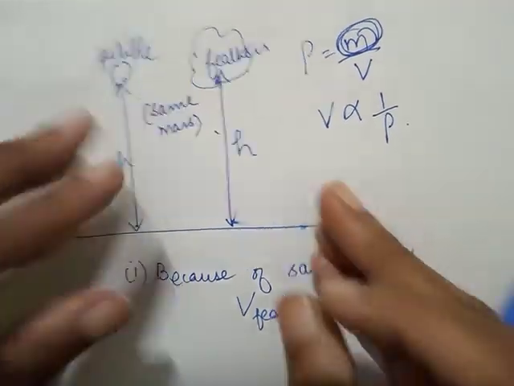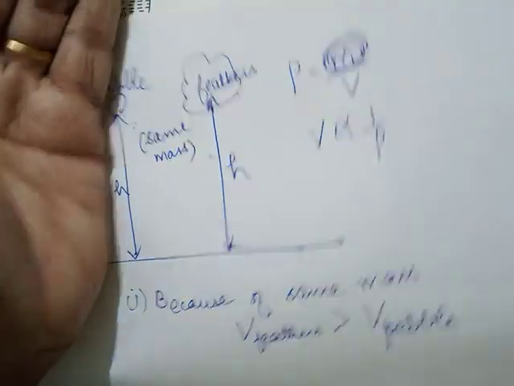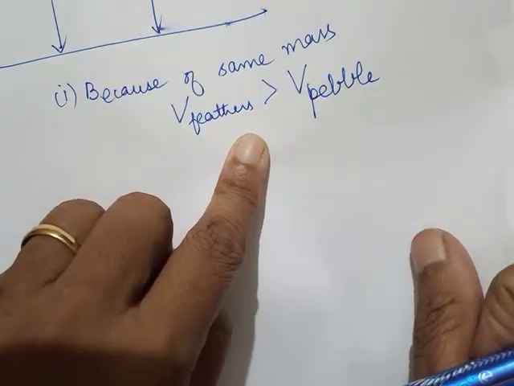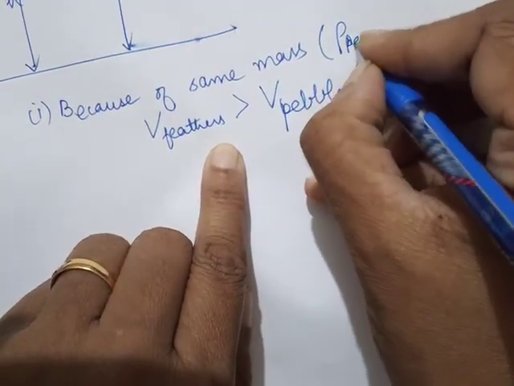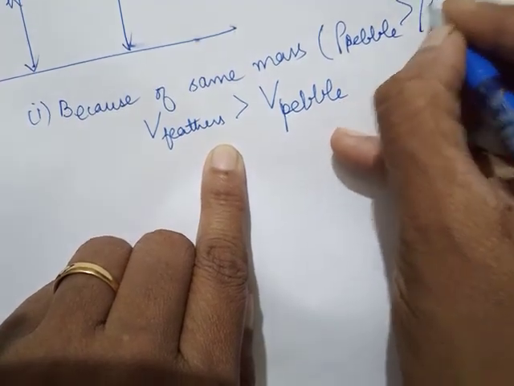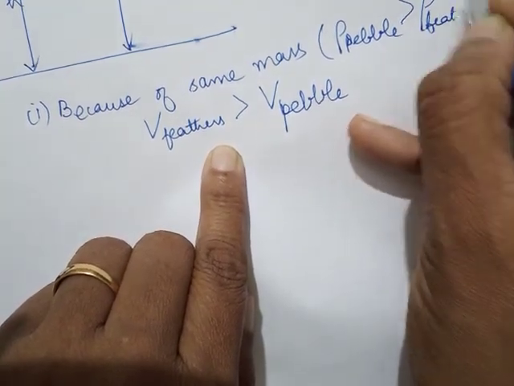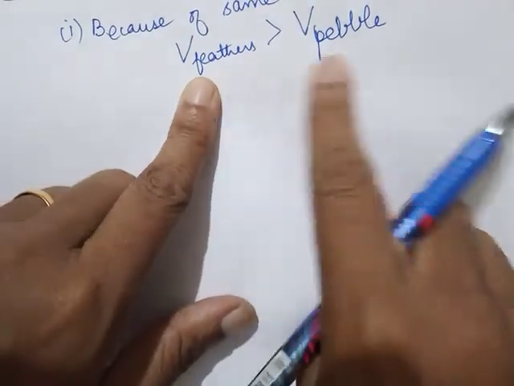I hope you're able to imagine. The pebble might be so small, but the feather's volume will be so high. So that is the first conclusion. Same mass, but the density of the pebble is greater than the density of the feather, so the volume of the feather is greater. The relation is opposite.